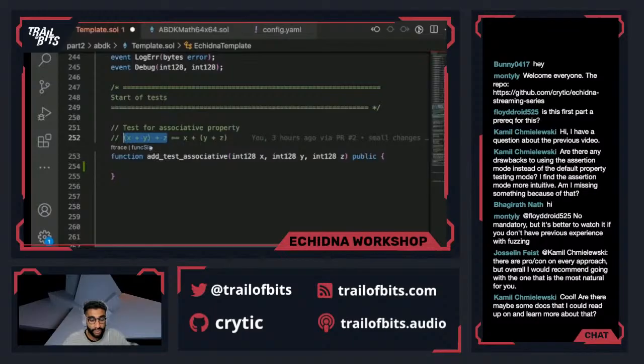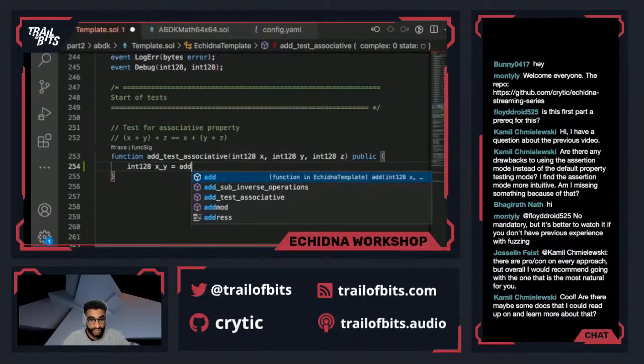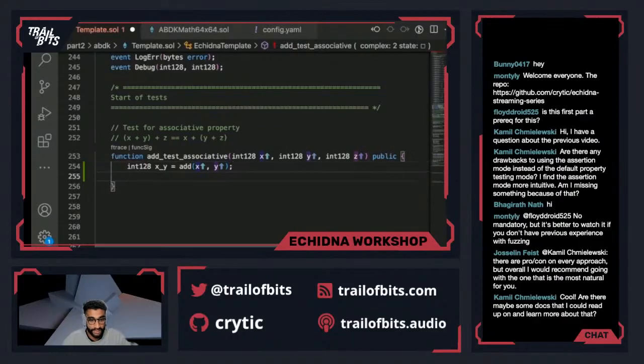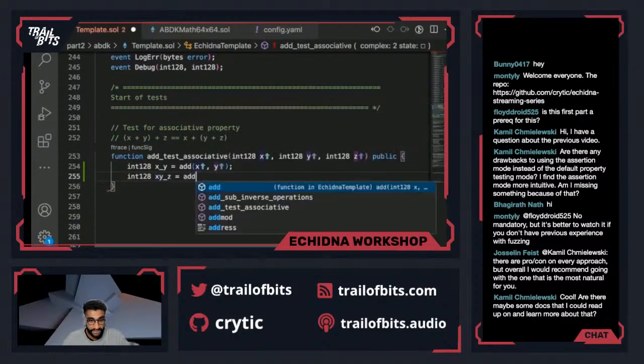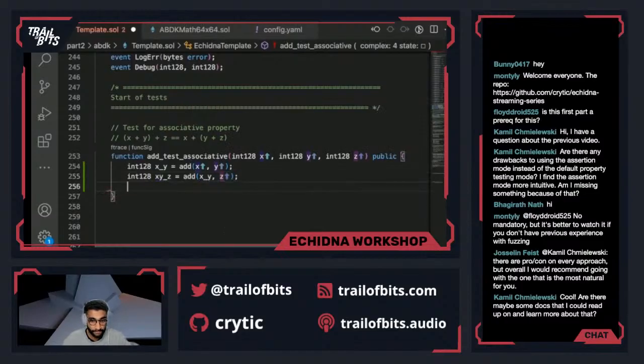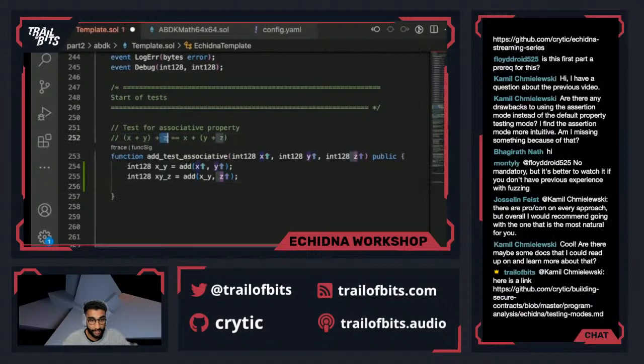Okay, so first we're going to complete this side of the Boolean statement. To honor the order of operations, we're first going to evaluate x plus y, and then we'll evaluate z. So we'll do int128 xy is the addition of x and y. So we did the parentheses part. And then we can do xy plus z is the addition of xy and z. We honored the order of operations. We evaluated this first, and then we added this.